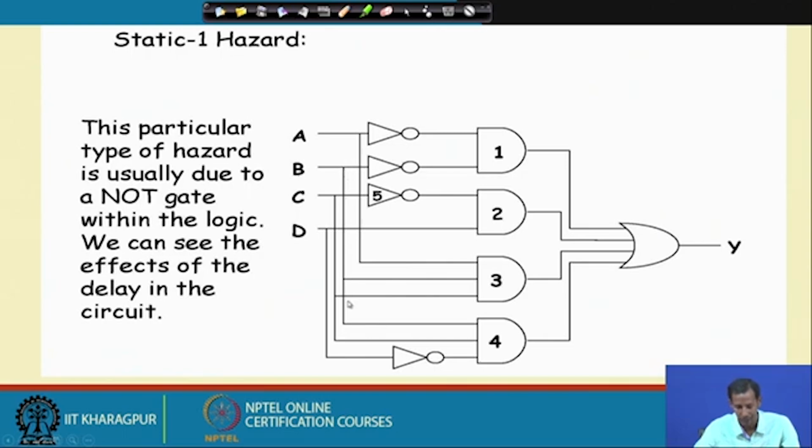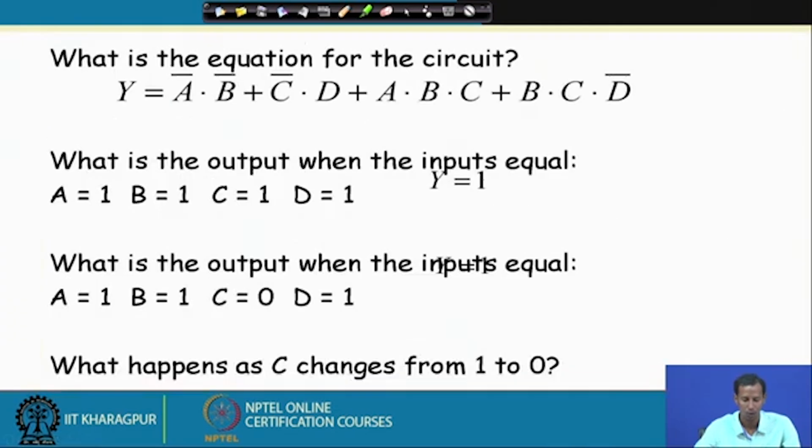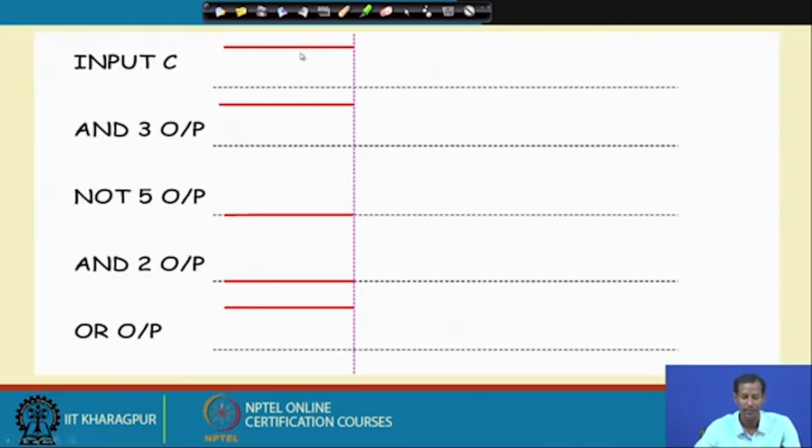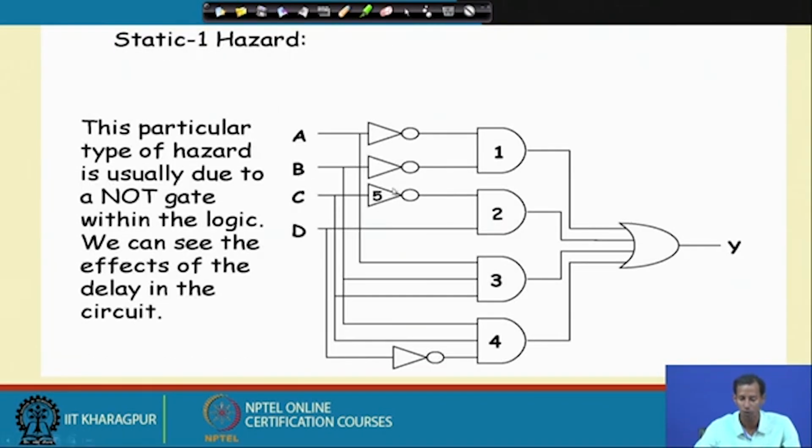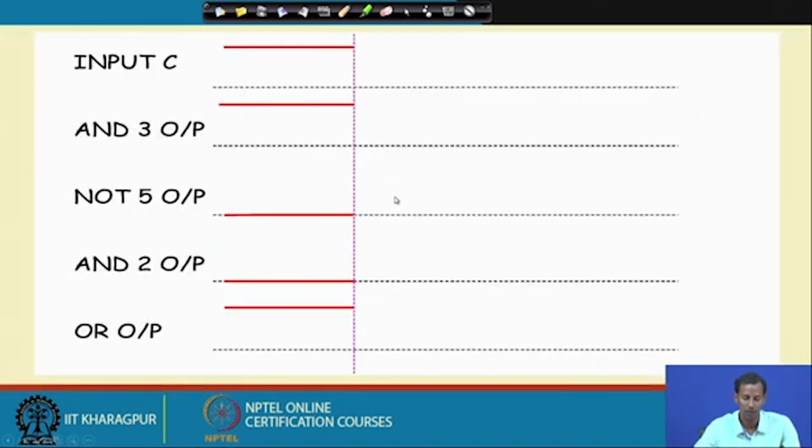Here A, B, C are connected to gate 3. So, A and B are 1, which means it depends on the value of C. As this is 1, this is also 1. Then the NOT 5 output. What is the NOT 5 output? NOT 5 is just the inversion of C. So, inversion of C means as this is 1, this will be 0.